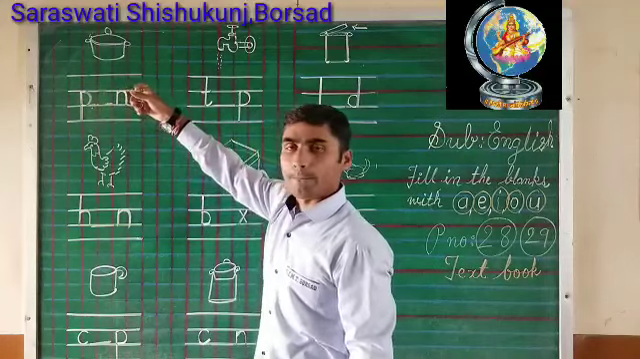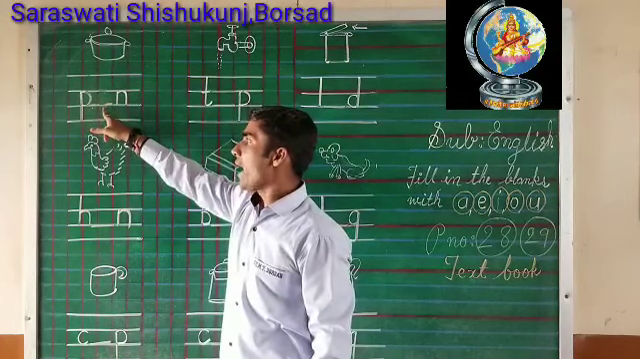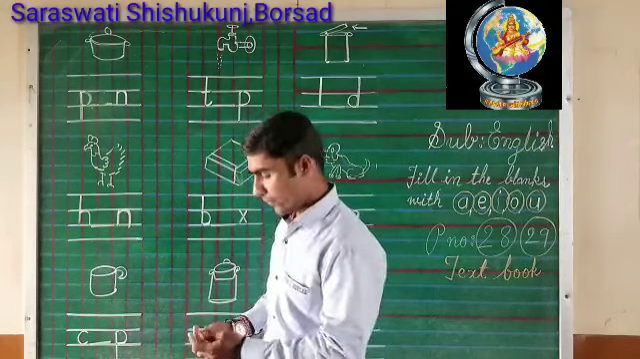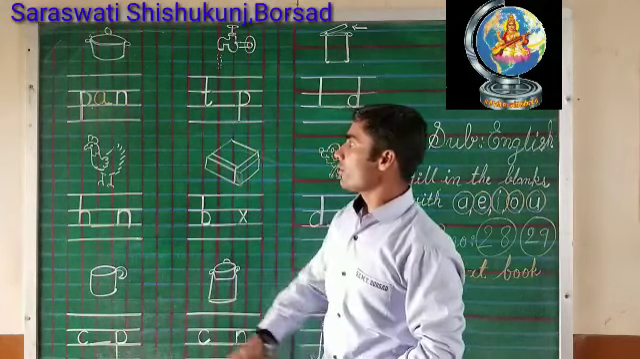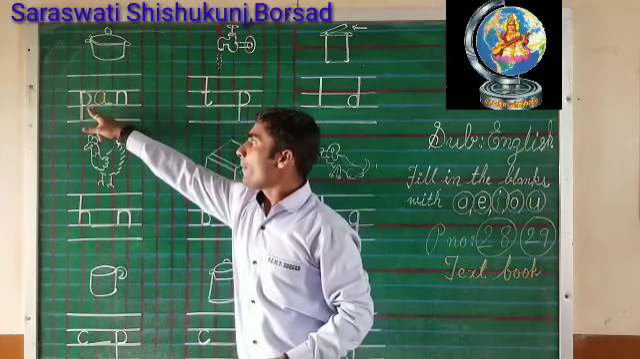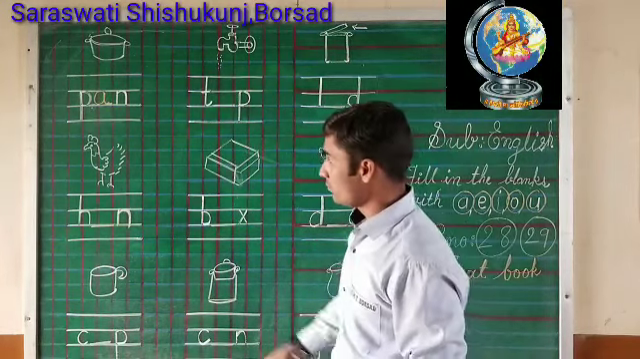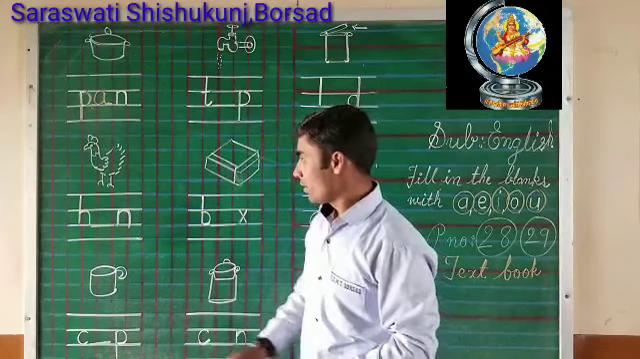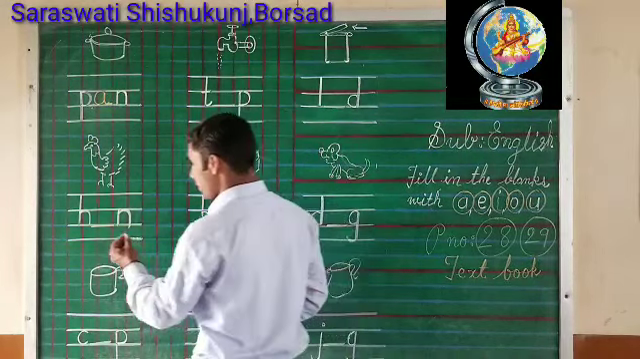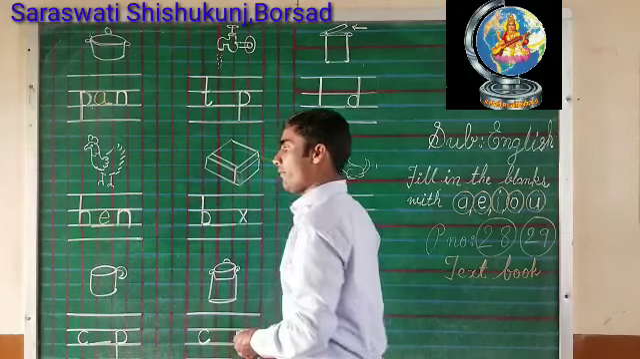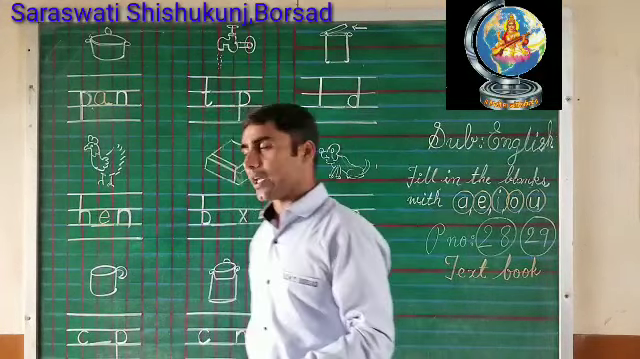Here we have a pan. P says P. N says N. What comes here? A comes here. Okay, so read the whole spelling. P, A, N, pan. Right? Next, hen. H, N. A says E. What comes here? E vowel. H, E, N, hen. Very easy.